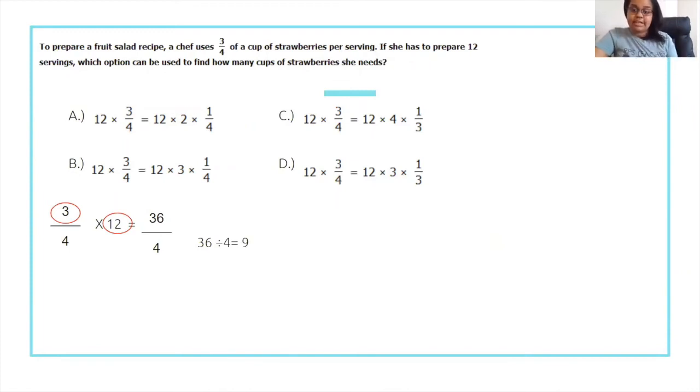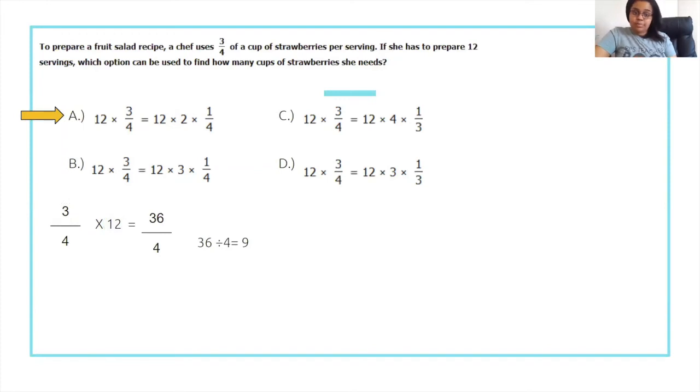But when looking at these answer choices, A, B, C, and D, I don't see 9 as an answer. So which one of these answer choices is going to be equivalent or the same as 9? And that's what we need to figure out now. So looking at my different choices here, I know that when I first started this problem, I multiplied 3/4 times 12. So I'm going to look at my answer choices and see.